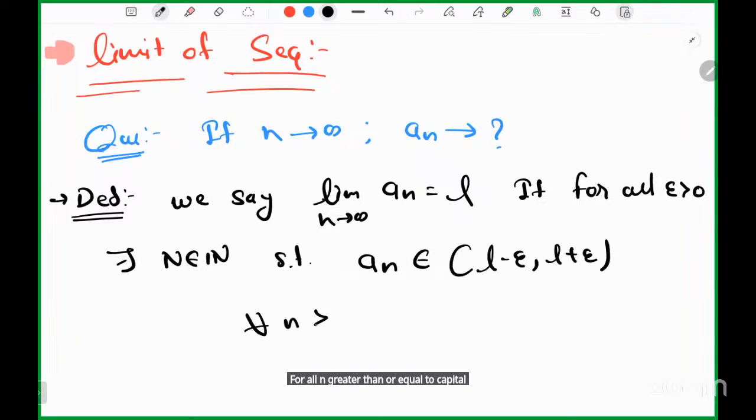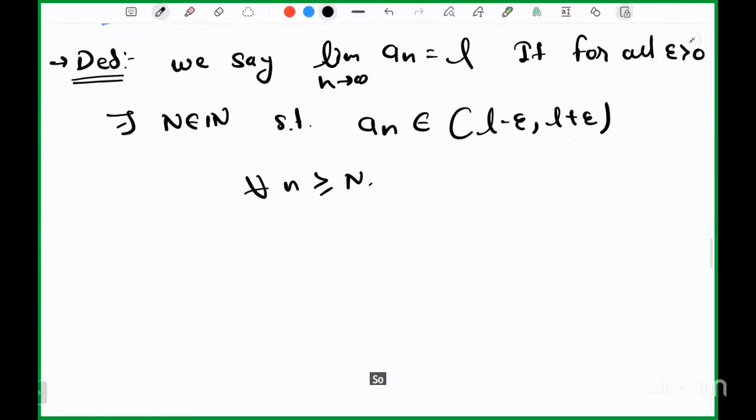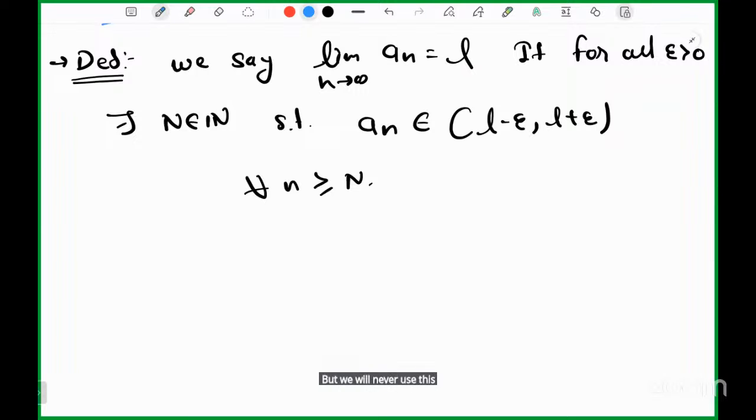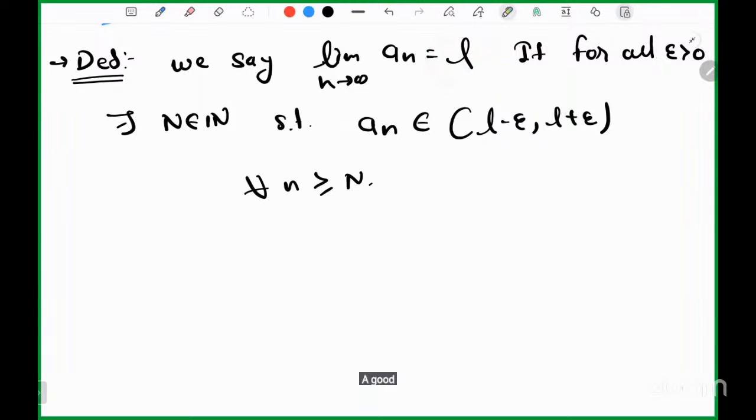Just be with me for the next 5 minutes. Let's try to understand what this definition means. This is the abstract, original definition of the limit of a sequence. But we will never use this definition to find the limit of a sequence, because applying it is a tough thing. In the definition itself they are using the limit, so first of all you should have a good guess about what the limit of the sequence might be.